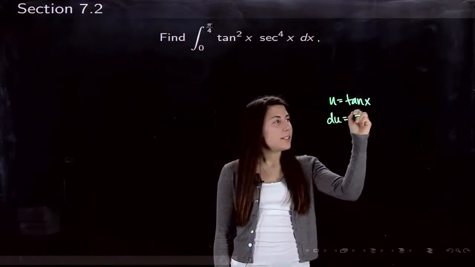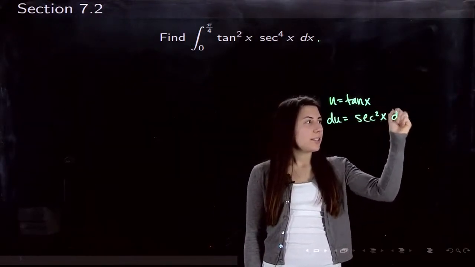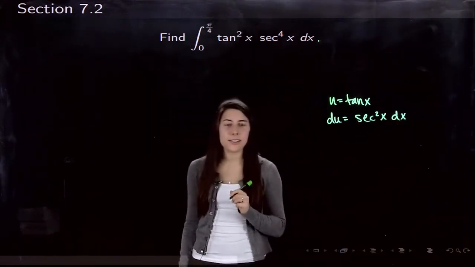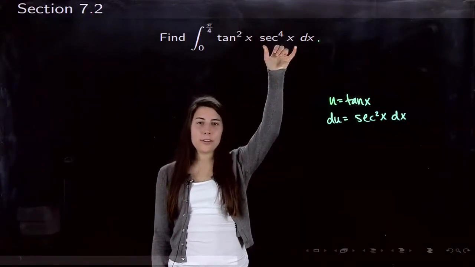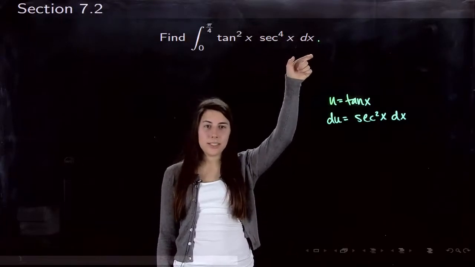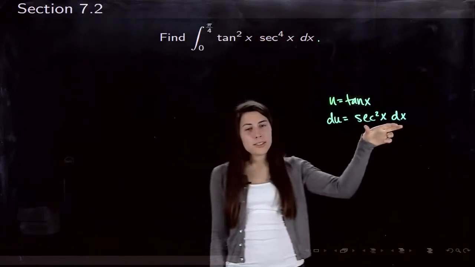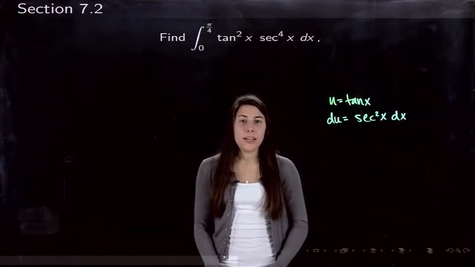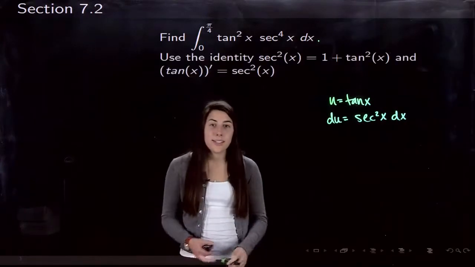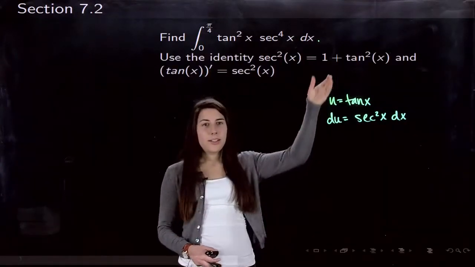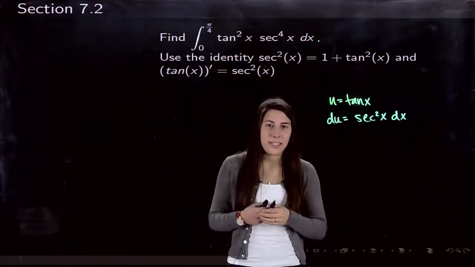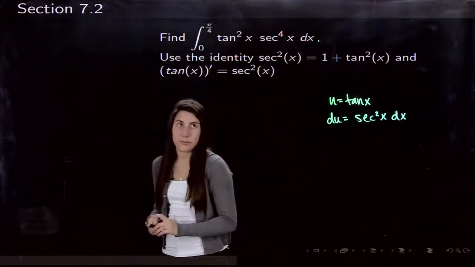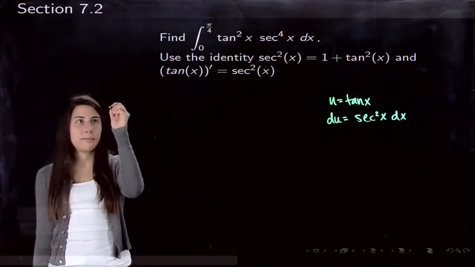Because our du is then going to be secant squared x dx. So we can break up this secant to the fourth into a product, secant squared times secant squared. One of those secant squared is going to be our du, and the other one we can use a trig identity to change it to be in terms of tangent, and then everything else that's not the du is going to be something I can change to be in terms of u. So let's do that right now.